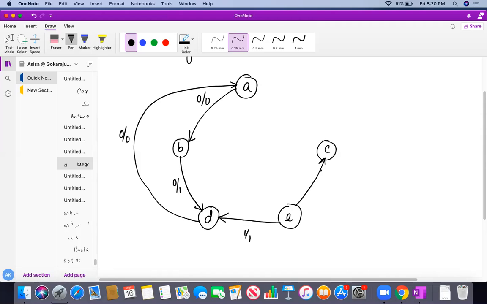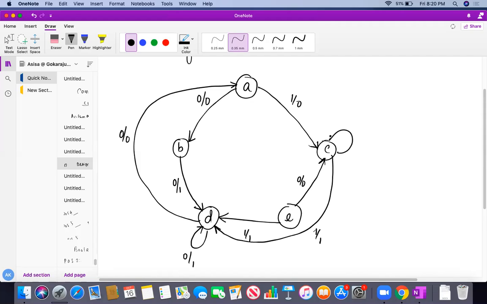E to C, 0 by 0. Next, this is 1 by 1, 0 by 1. And A to C, it has 1 by 0, 0 by 0. Any more states? Yes, one more is from B to E, 1 by 0. So these are the transitions. This is my state diagram.